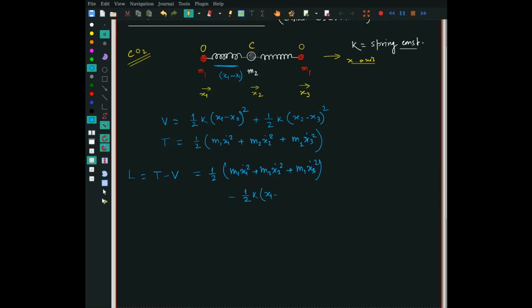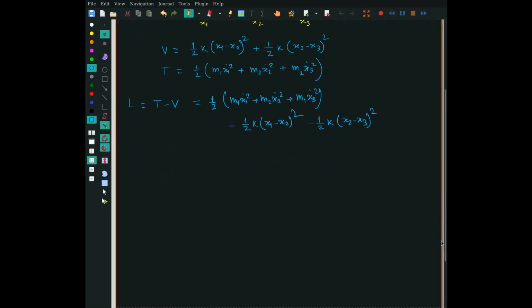All right. So minus half k (x1 minus x2) whole square minus half k (x2 minus x3) whole square. Great. So now you can write down the equation of motion, for example. The equation of motion corresponding to x1 would be given by d/dt of del L del x1 dot minus del L del x1 equals 0.